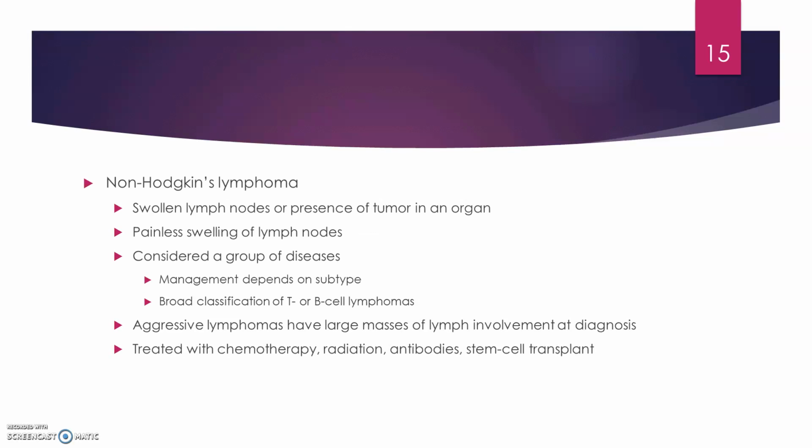Non-Hodgkin's, very similar presentation. But what you're really trying to figure out is where this starts, and then you're going to have to classify it as either a T cell or a B cell. These tend to be more aggressive, tend to spread more, and have worse outcomes. Once again, treatment with chemotherapy, radiation, and then once they go into remission, you can do like a stem cell transplant.